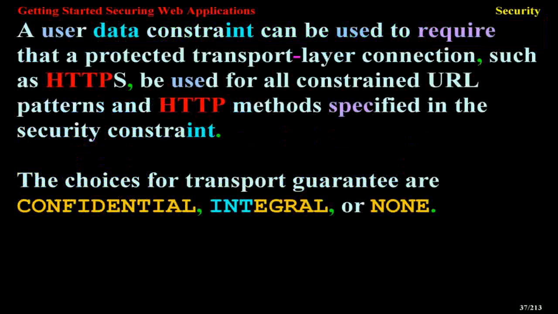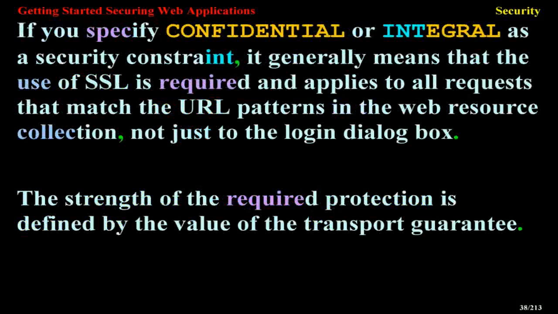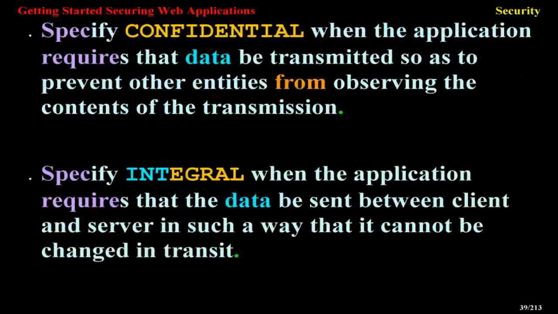The choices for transport guarantee are CONFIDENTIAL, INTEGRAL, or NONE. If you specify CONFIDENTIAL or INTEGRAL as a security constraint, it generally means that the use of SSL is required and applies to all requests that match the URL patterns in the web resource collection, not just to the login dialog box. The strength of the required protection is defined by the value of the transport guarantee. Specify CONFIDENTIAL when the application requires that data be transmitted so as to prevent other entities from observing the contents of the transmission.